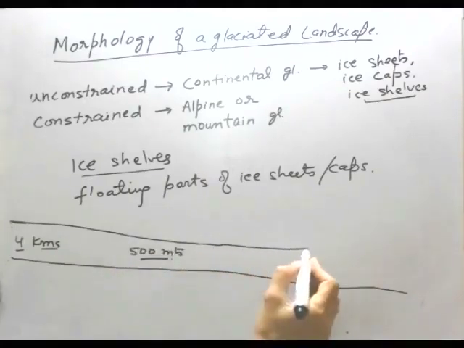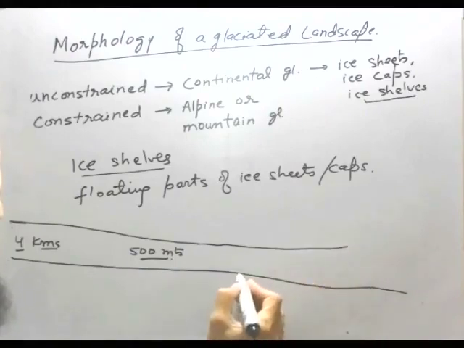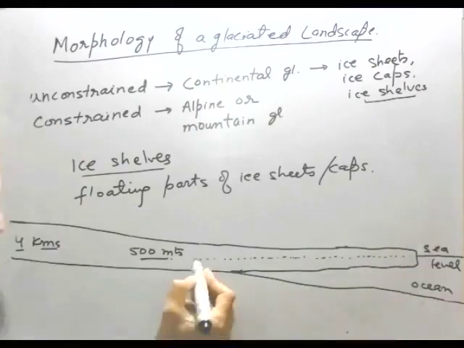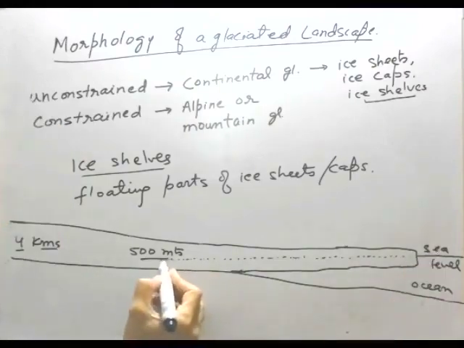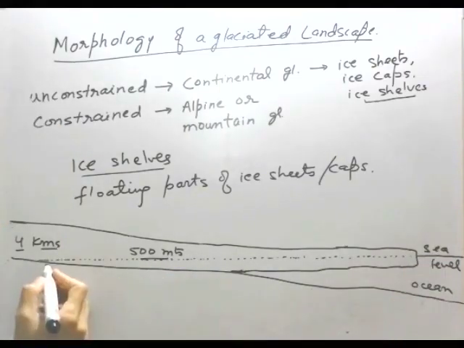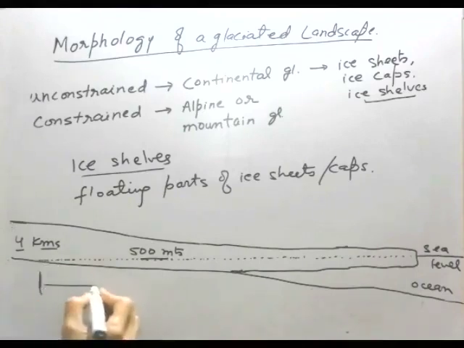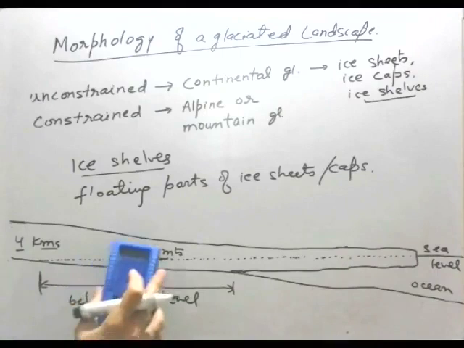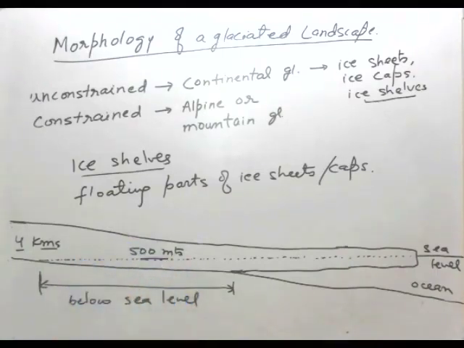Now, those parts of the ice sheet that are floating in the ocean. So this is water and this is the sea level. What you can see over here is that the base of the ice sheet is below the sea level, from here to here. This is not always the case, but it is possible that portions of the ice sheet have their base lying below the sea level.